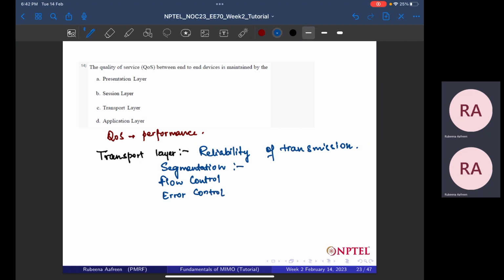Segmentation means that it divides the data into chunks so that it will be transmitted faster, and then at the receiver side it will combine the data. Flow control is that it tells the server to slow the data rate or increase the data rate. Error control means that if any packet is not received, then it will send an automatic repeat request. Based upon our desire, the transport layer will have TCP or UDP forms of transmission. So from here we can say that the quality of service between the end devices will be maintained by the transport layer.